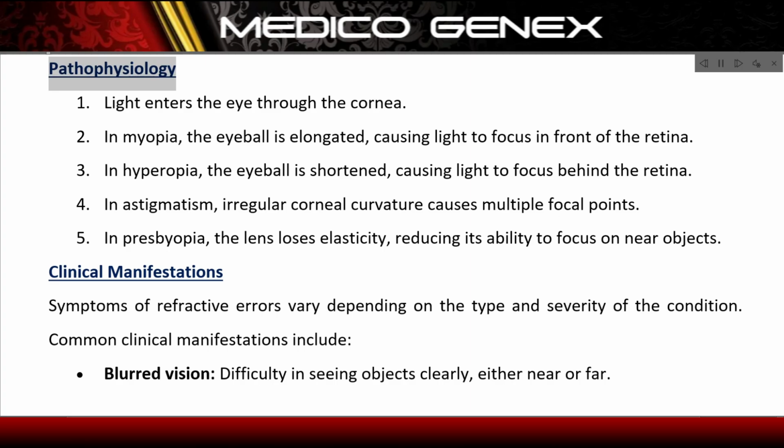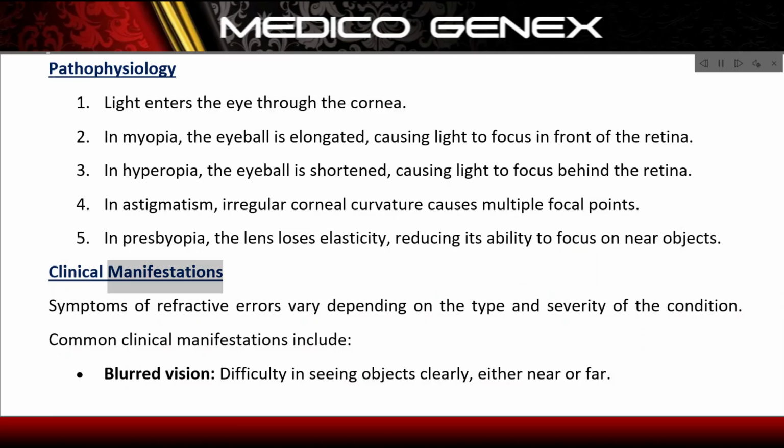Pathophysiology. Light enters the eye through the cornea. In myopia, the eyeball is elongated, causing light to focus in front of the retina. In hyperopia, the eyeball is shortened, causing light to focus behind the retina. In astigmatism, irregular corneal curvature causes multiple focal points. In presbyopia, the lens loses elasticity, reducing its ability to focus on near objects.